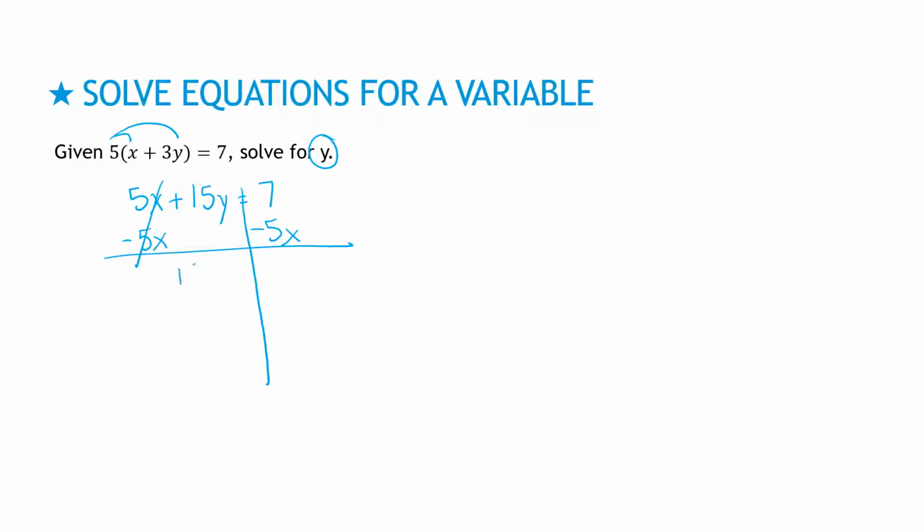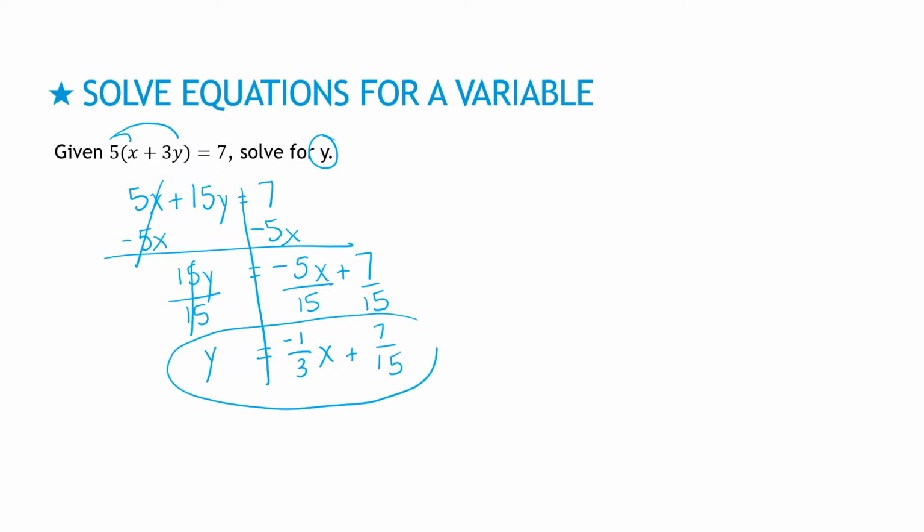5x from each side gives me 15y on the left. On the right, I have 7 minus 5x. I'm going to write it as negative 5x plus 7. Again, because we have to get used to writing that x value first. Now I'm going to divide by 15. So you can choose to write it either the way I did it before or like this, where I take everything divided by 15. On the left side, that's just y. On the right side, negative 5 over 15 actually reduces to negative 1/3 x, and then plus 7/15. So that is solving for y.